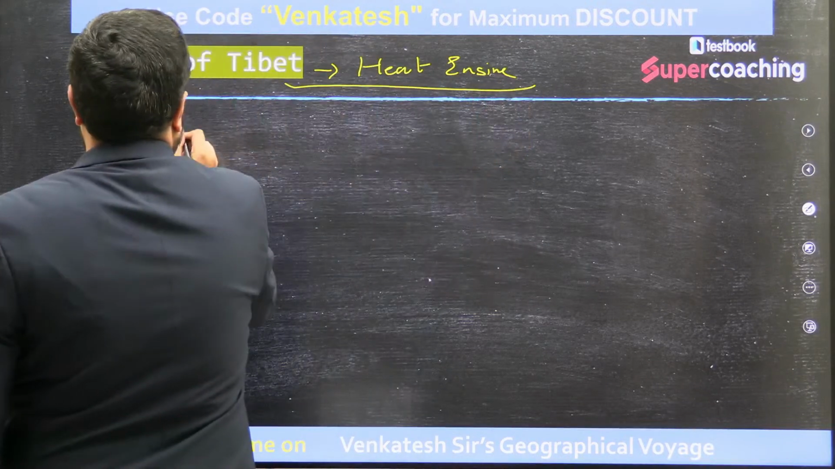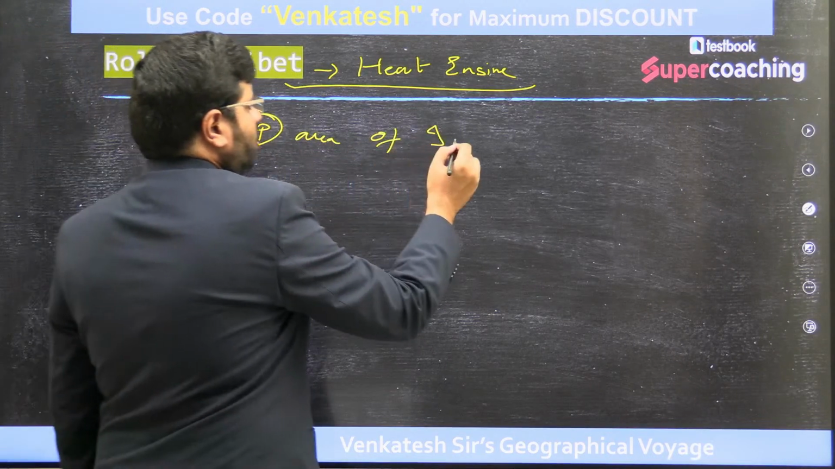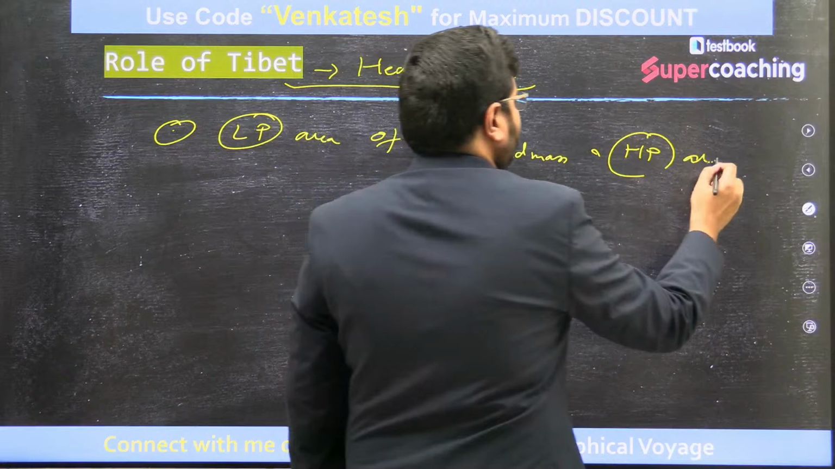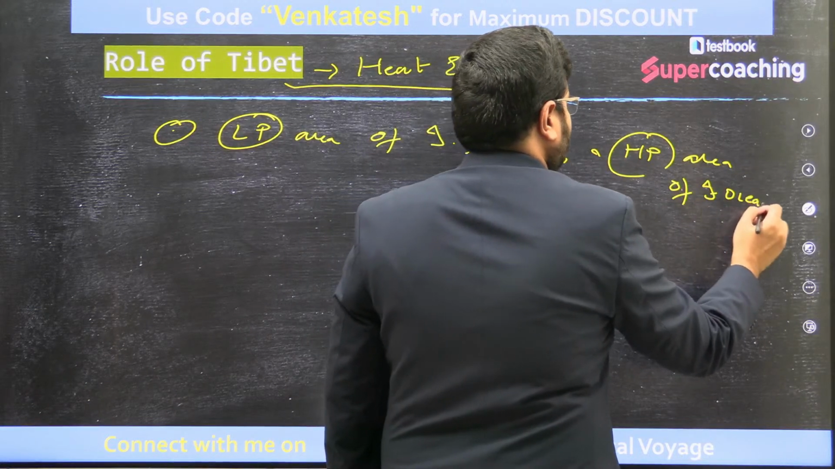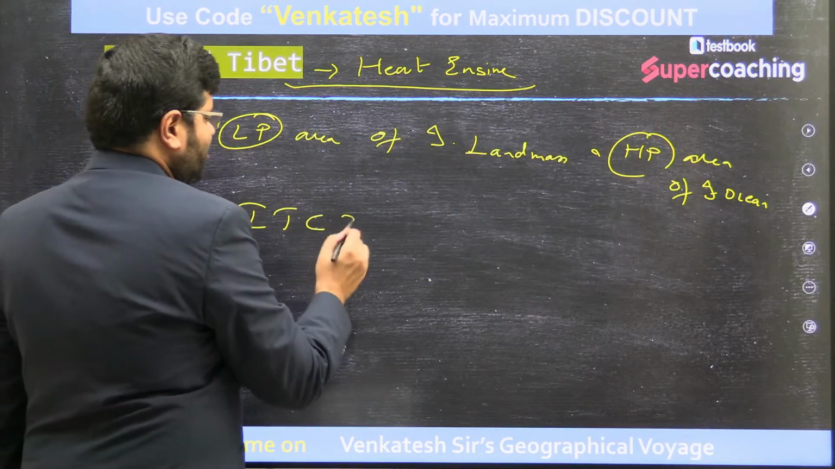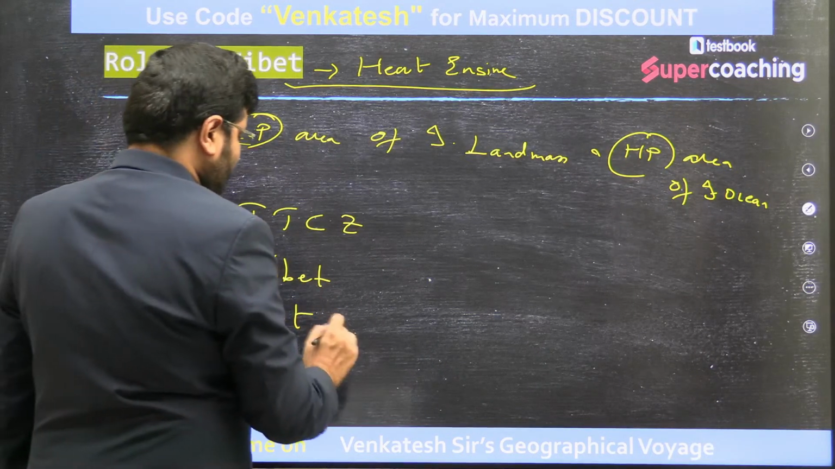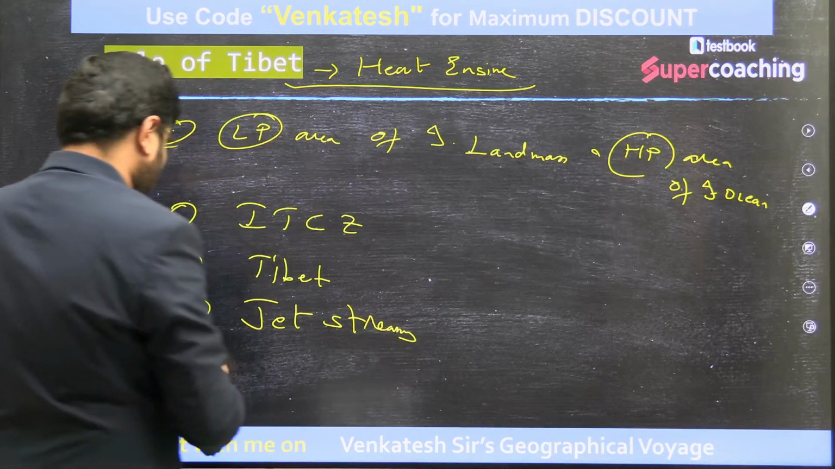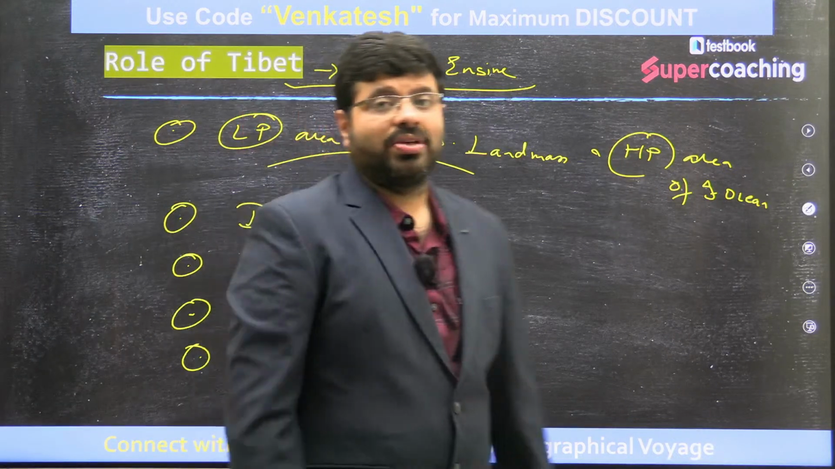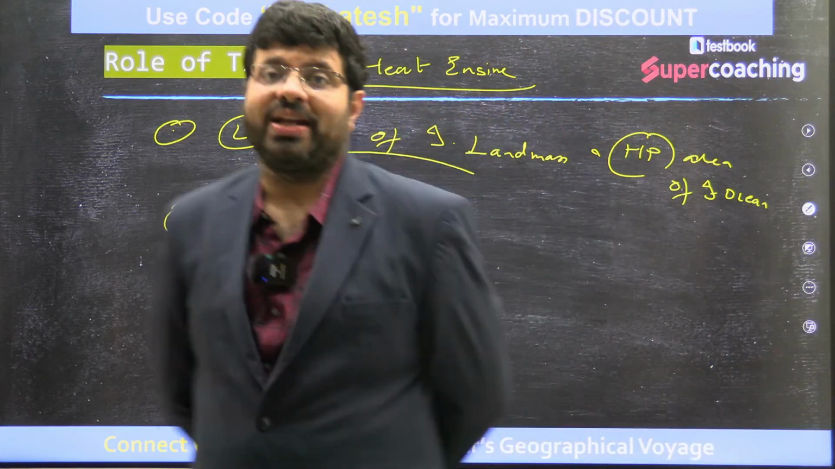So look at the things as of now. One, I told you, the low pressure area of the Indian landmass and the high pressure area of the Indian Ocean. This is what we'll call differential heating of land and water. The second is the position of ITCZ. The third is the role of Tibet. You do have a variety of things, jet streams. You do have even El Nino, La Nina. All these are impacting monsoonal things. All these things together are what makes monsoon very, very interesting, right?